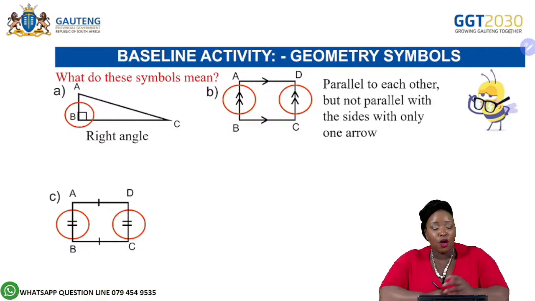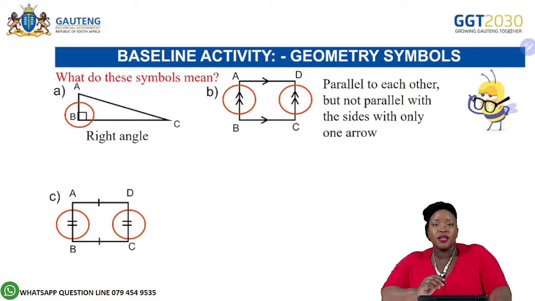Okay, so the angle at B on your triangle is a right angle, so that is a symbol for a right angle. You find a little square or half a block indicated to represent a right angle, and if you still remember, a right angle is equal to 90 degrees.